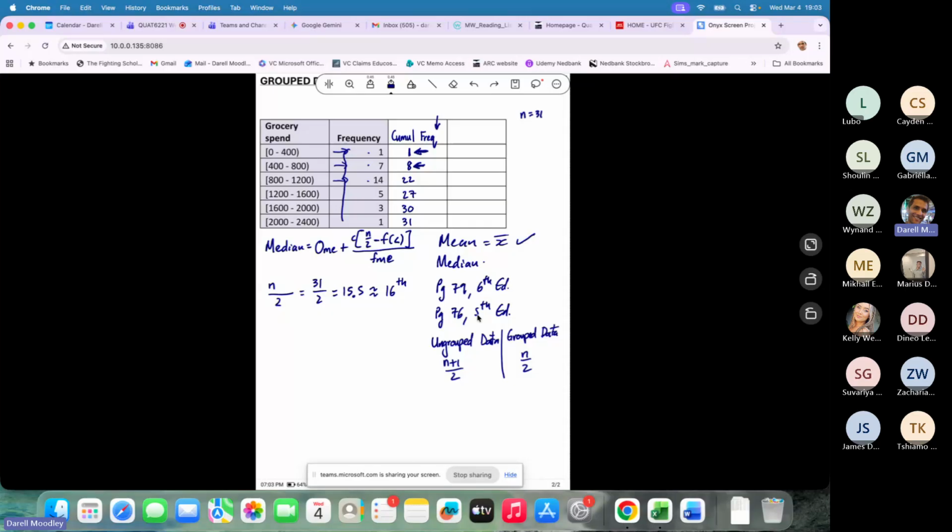However, when you get to this column, you have 22 customers in total because you have 1 plus 7 plus 14. So you have a 22. So you would have exceeded the 16th customer. That 16th customer has to be here. He has to be in this interval. There's no way you can be here because you have too few customers. No way the customer can be there because it's still too little. It's only here that that customer has to be. So this is your median interval. So it's very, very important that you're able to identify that interval.